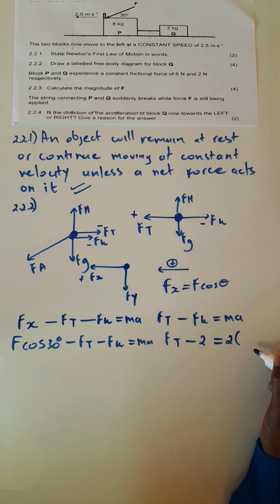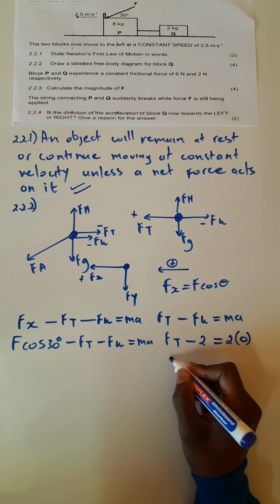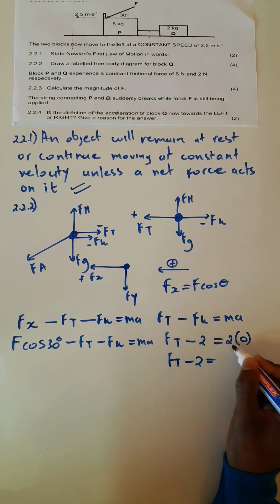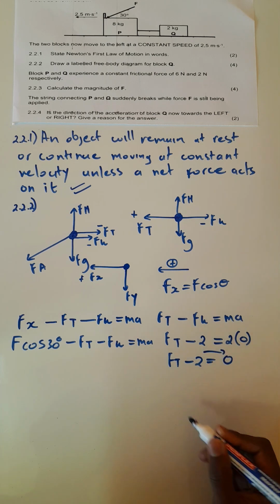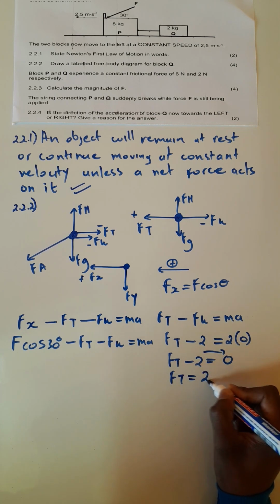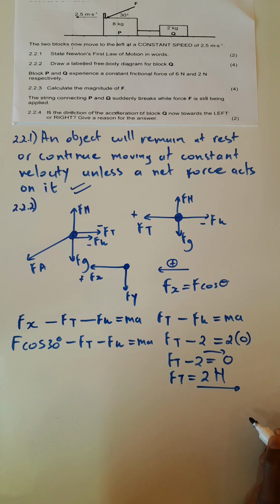Now, what is important to note here is that when we have constant speed or constant velocity, it means that the acceleration is 0. So for acceleration, we put in 0 there. So we have tension minus 2 is equal to 2 times 0, which is 0. Then transposing over to that side, we have tension is equal to 2 newtons. So we have the tension there.